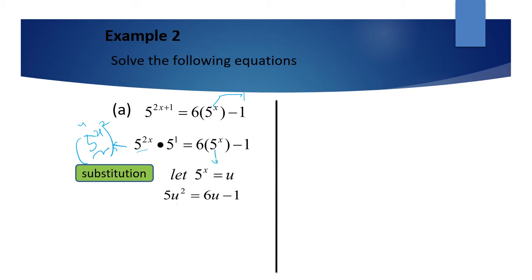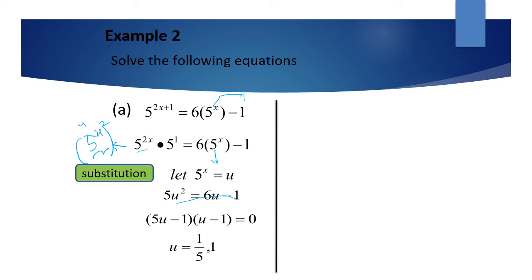So this is a quadratic equation. We can solve the quadratic equation as usual during the SPM. We have to factorize, so we have 5u minus 1 multiplied with u minus 1. So what is our u? Our u will be 1 over 5 and 1. So is this the final answer? No. What we want to find is x. What we want to solve is x.